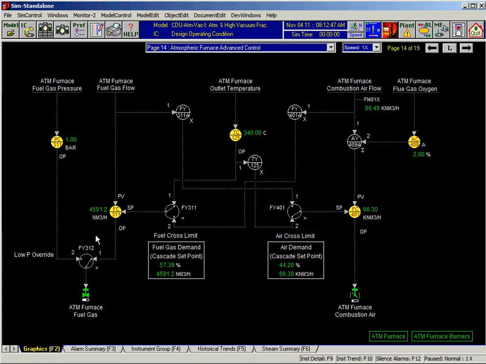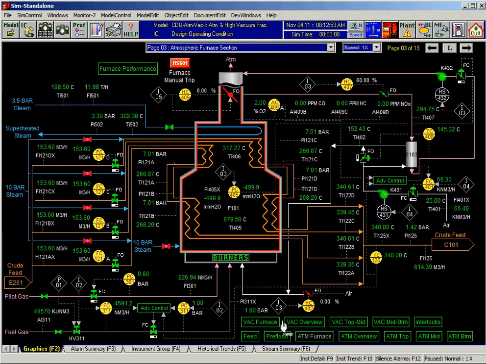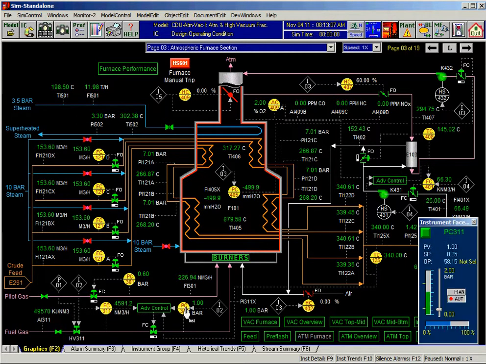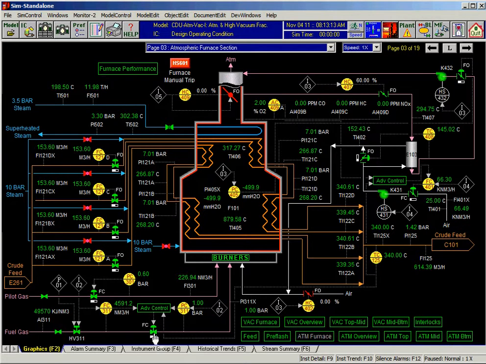In the case of fuel gas flow, we are doing it slightly differently here. The temperature controller cascades to advanced control. It goes to the fuel gas flow controller, but there is a low pressure fuel gas override, so that will ensure that it maintains a certain minimum flow to maintain fuel gas pressure and prevents the compressor from tripping.